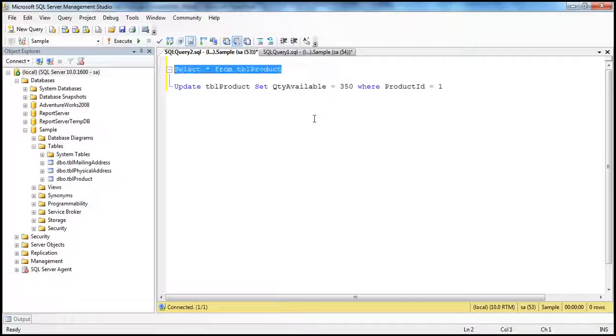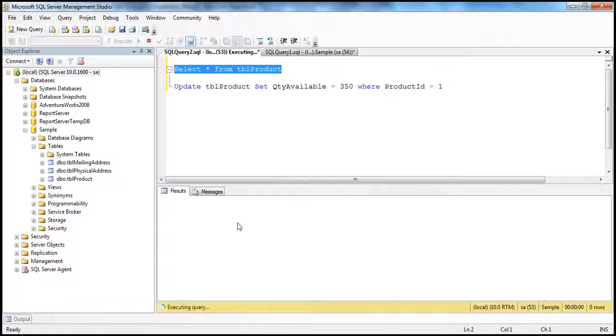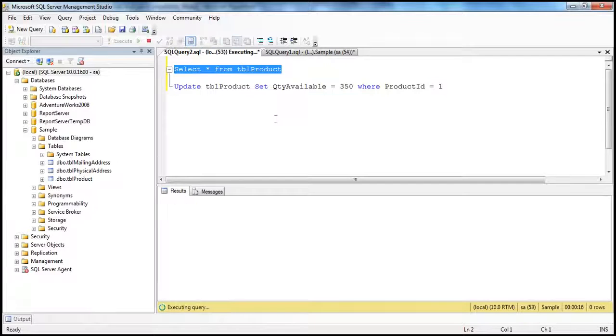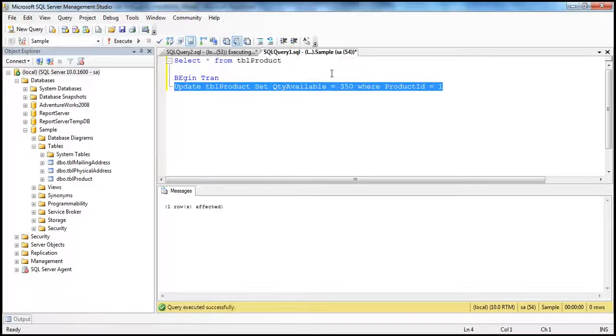So now when I say select star from TBL product, when I execute this, look at this, it says executing query, but it will never get access to that table. Why? Because there is a transaction that is still being processed. It's not completed yet. That's why other users by default will not be able to see the data that is being touched by the other transactions.